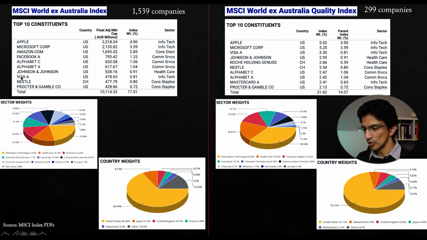And the other thing to call out is there's a slight difference in sector weightings. It looks like the Quality Index has more lean towards technology stocks, so it's going from 20% up to 36%, and more healthcare going from 14 to 19%.